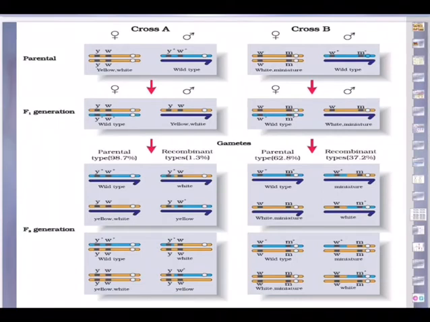What is that we have taken? White miniature, W and M. And on the other side we have taken W plus M plus. So you are getting a wild type and white miniature.